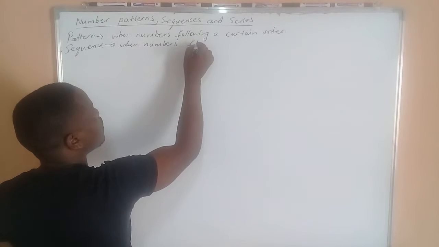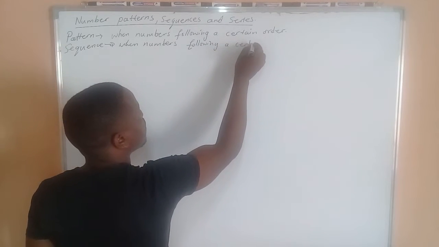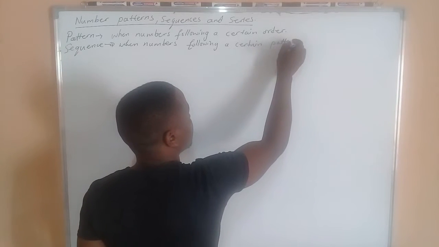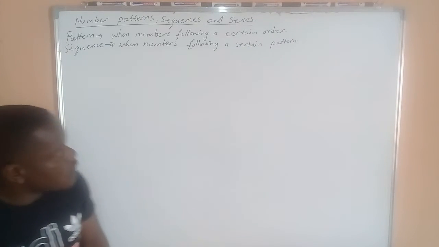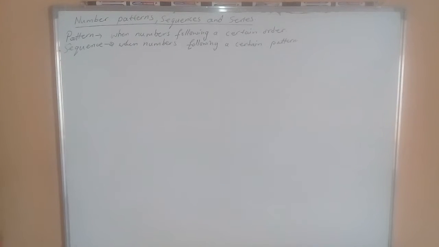A sequence is when numbers are following a certain pattern. Okay? Right, so that is the definition of a sequence.